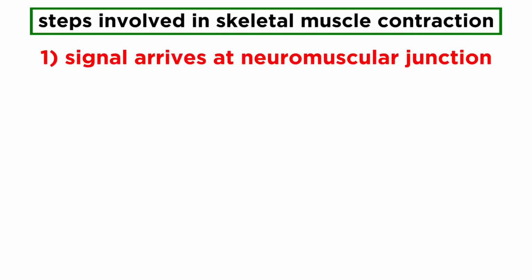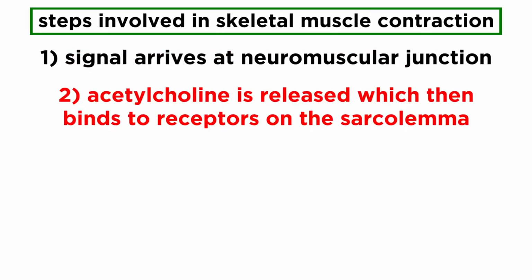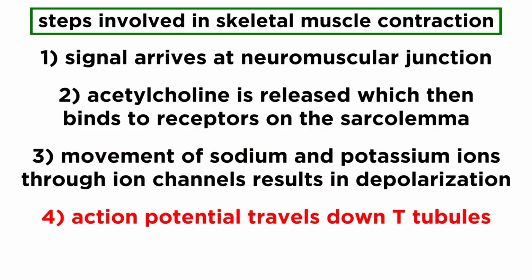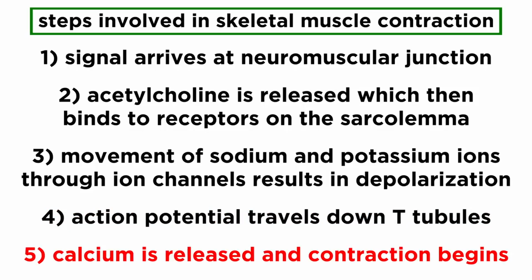Muscle contraction in a skeletal muscle begins when a signal arrives at the neuromuscular junction. Acetylcholine is released, which binds to receptors on the sarcolemma. Sodium and potassium ions move through the ion channels, which results in a local change in membrane voltage, also called depolarization. This initiates an action potential, which travels across the sarcolemma in all directions, eventually along T-tubules. This is where calcium ions are released, which interact with the myofilaments such that myosin and actin are able to bind, and contraction begins.